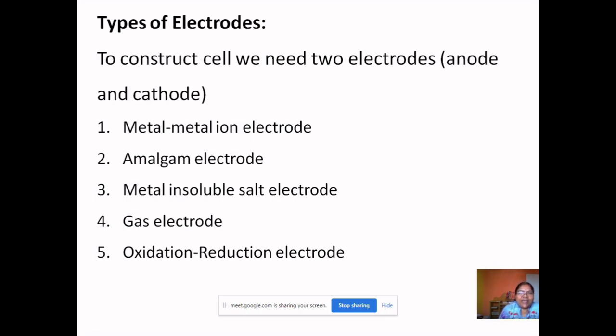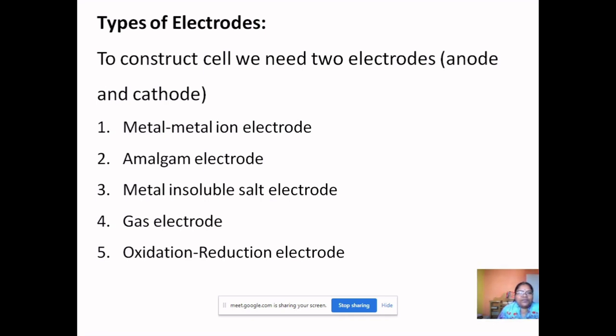One, that is the metal ion electrode. Second, the amalgam electrode. Third, the metal insoluble salt electrode. Fourth, the gas electrode. And the fifth one, the oxidation reduction electrode. Now, metal ion electrode, from the name itself, what can we say? Metal in contact with metal ion.